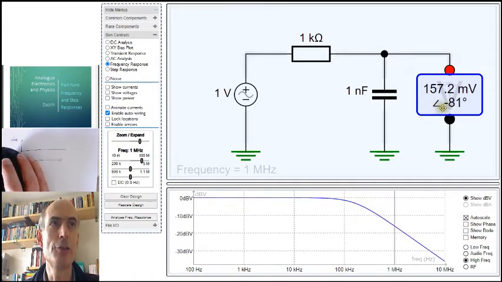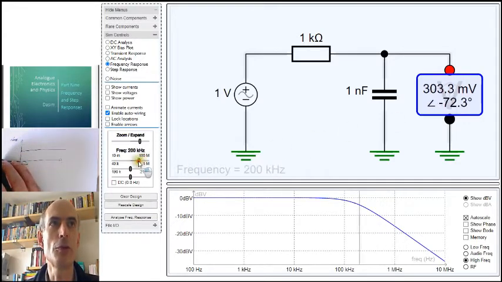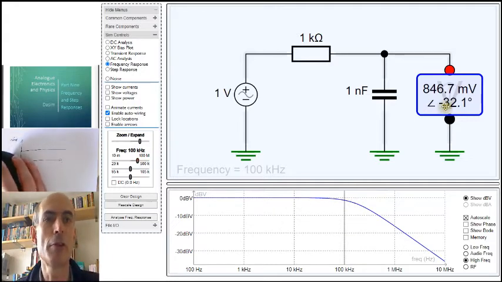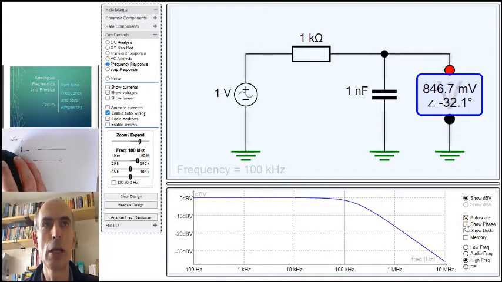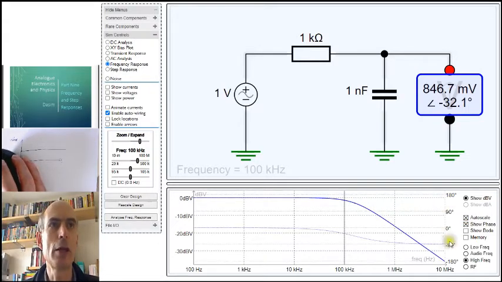The phase, this 81 degrees here, that's also a function of frequency. See, it goes down to pretty much 0 degrees at low frequencies and up to around about minus 90 degrees at very high frequencies. And you can also plot the phase of the output as a function of the input by clicking the Show Phase button. You get a scale here from plus 180 to minus 180, and the phase is displayed as this dotted line here.